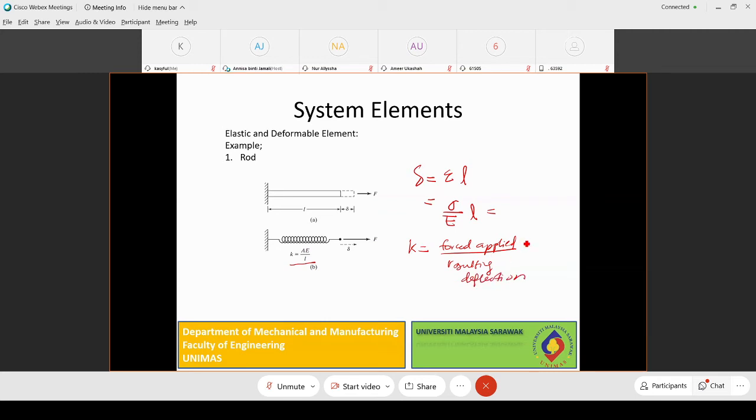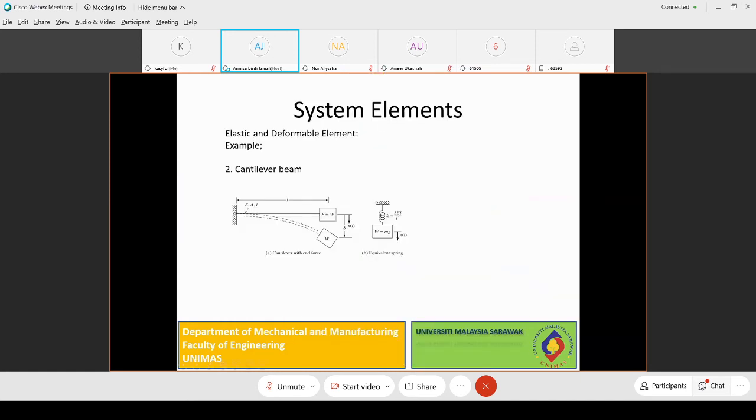Okay, so which gives you F over delta. If you look here, F equal to K delta would be F equal to Kx, same, F equal to delta X, so equivalent to here, AE over L. Oh, sorry, this one I haven't finished. This one equal to FL over A. So from here, then you can get AE over L. This is for rod. Okay.